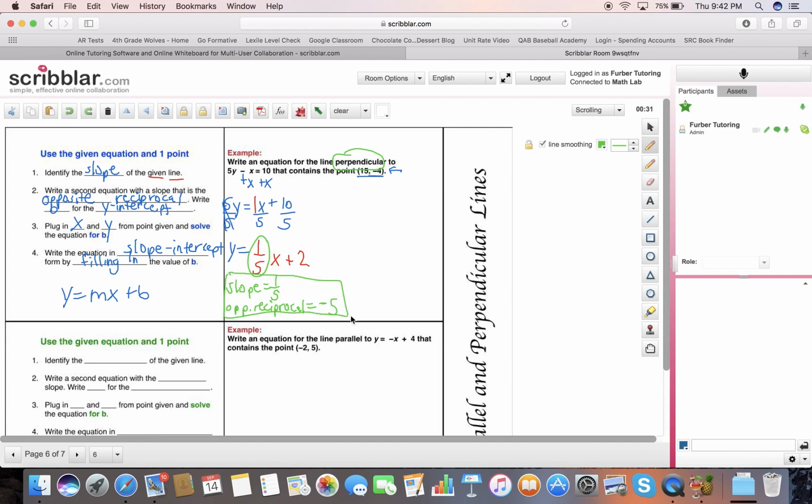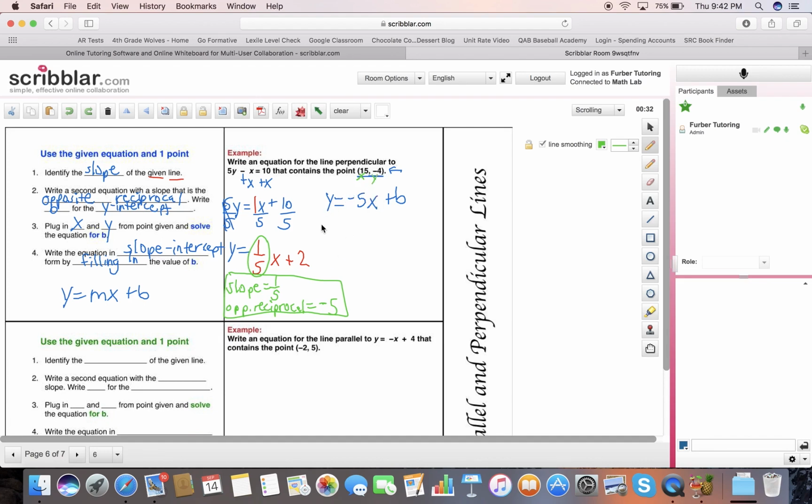So I'm going to want to use this negative 5 in my equation of the line that I'm trying to find. So again, what I'm going to do is use this as the slope, negative 5x plus b. Now, I've got three variables there: y, x, and b. The only piece of information that I can use besides the equation itself is these points right here. This is an x value and this is a y value. So that's what I'm going to plug in.